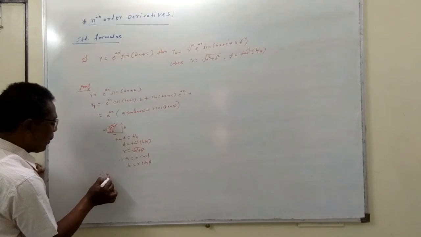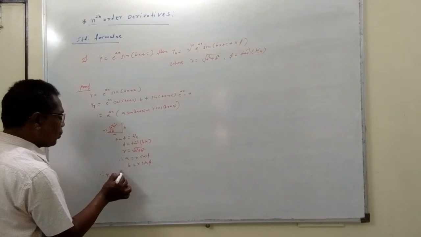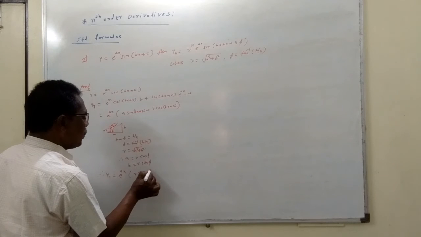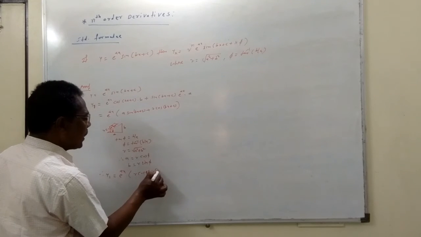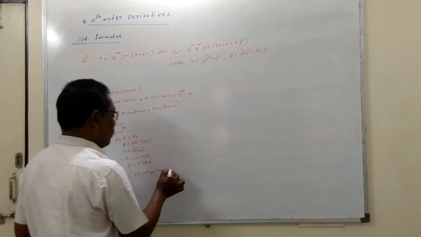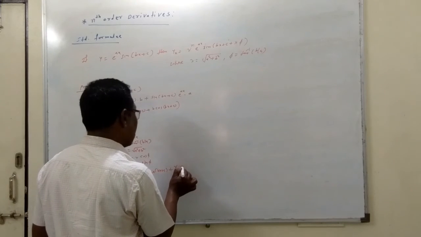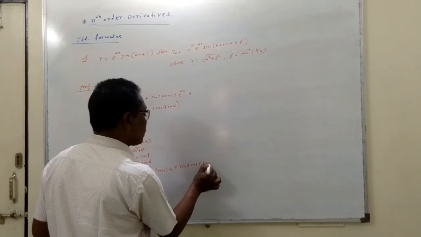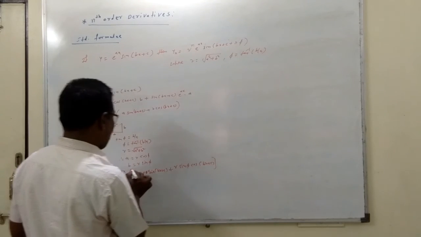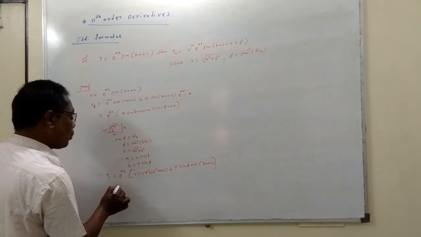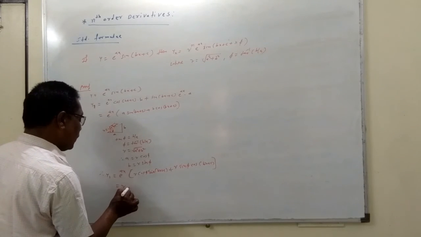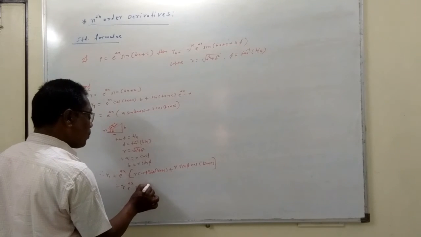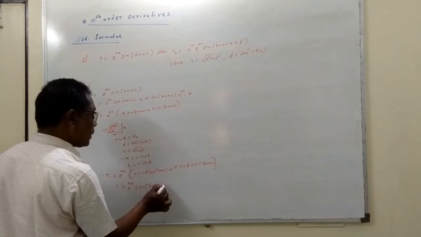Now we will introduce these values here. Therefore y1 is equal to e raised to ax [r cos φ sin(bx + c) + r sin φ cos(bx + c)]. So that is equal to, now r common we take outside, r e raised to ax sin(bx + c + φ).